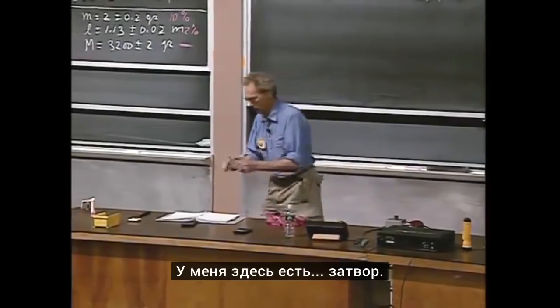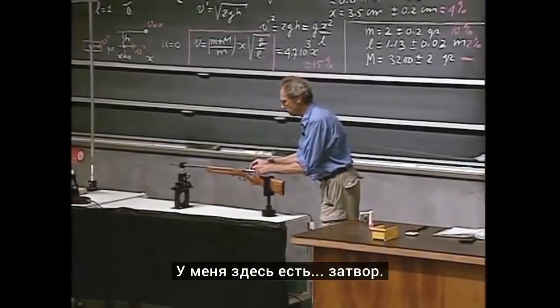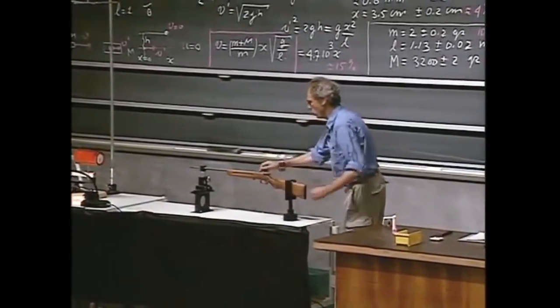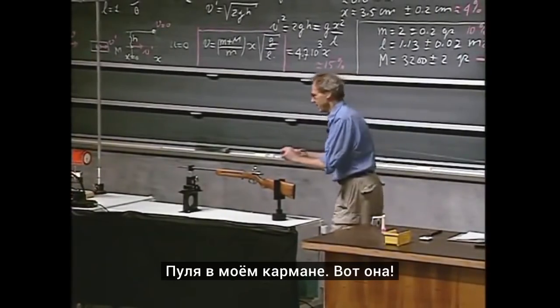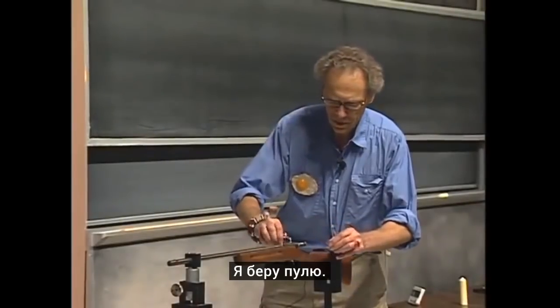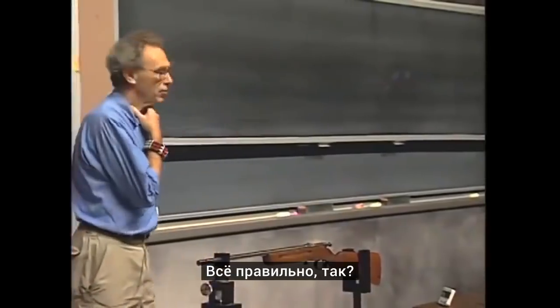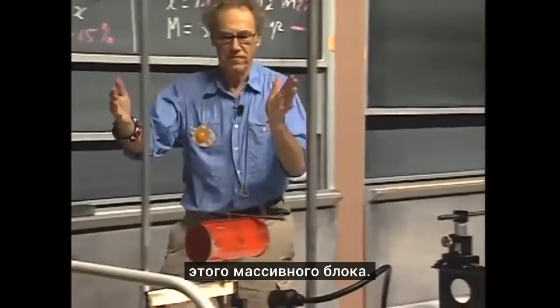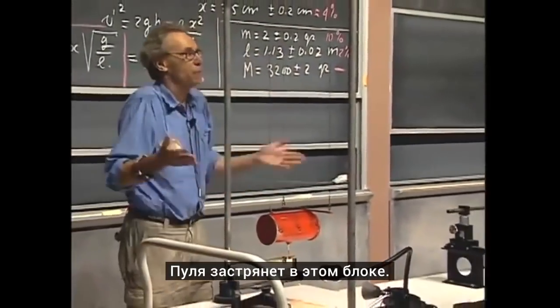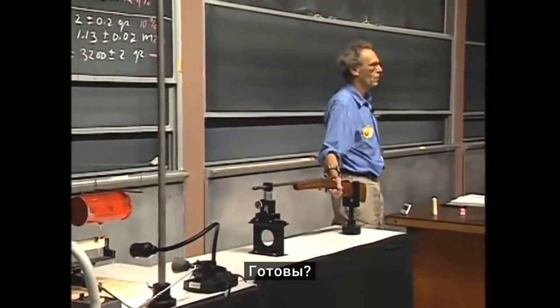I have here the bolt. Put the bolt in. The bullet's in my pocket. There's one. That's right. There comes the bullet. And I cock the gun. Everything done right? Yes. So you can look there and then see the swing of this very massive block, and the bullet will get absorbed in that block. You ready for this? 3, 2, 1, 0.